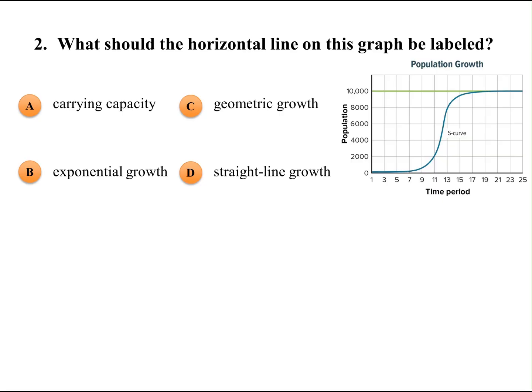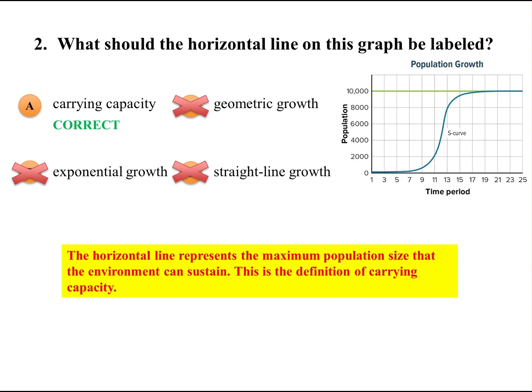What should the horizontal line on this graph be labeled? Of course, the answer is carrying capacity, because the carrying capacity is the maximum population size that the environment can sustain.